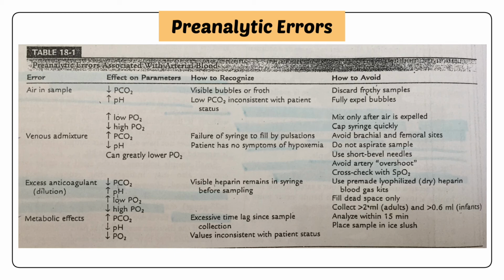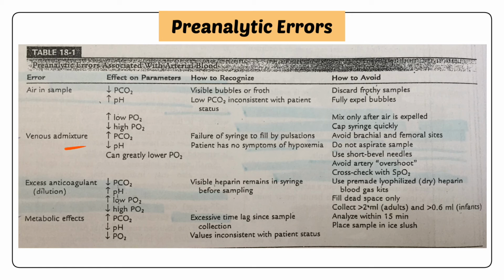So to prevent it, we have to discard frothy samples and have another extraction. Also, fully expel bubbles by gently tapping on the side of the syringe to bring the air bubbles to the top. Then expel them by pressing the plunger.